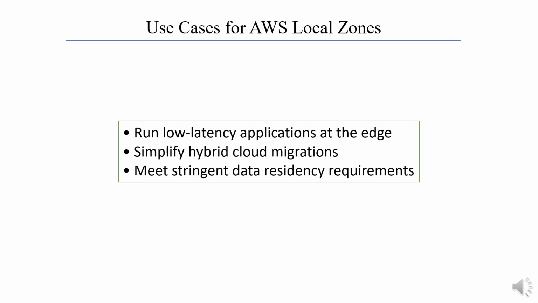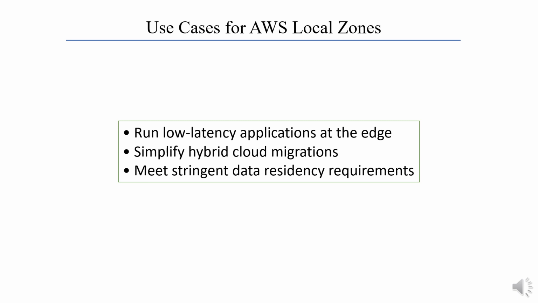Now let's talk about use cases for AWS local zones. AWS local zones support the following use cases, which cover a broad spectrum of customers' needs: run low-latency applications at the edge, simplify hybrid cloud migrations, and meet stringent data residency requirements. Let's explain these use cases.